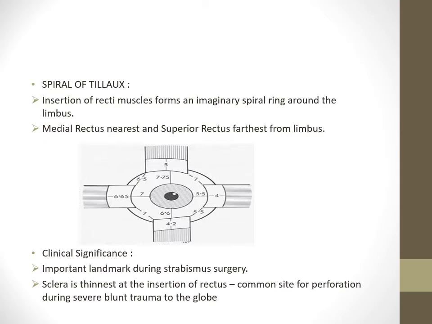Sclera is thinnest at the insertion of the recti, so it is a common site for perforation during severe blunt trauma to the globe. Now to remember the insertion of the extraocular muscles: the medial rectus is nearest to the limbus, at 5.5 millimeters. Next comes the inferior rectus, which is around 6.5 millimeters away from the limbus. Then comes the lateral rectus, around 7 millimeters from the limbus, and the last is the superior rectus, which is 7.5 millimeters away from the limbus. So it is easy to remember.